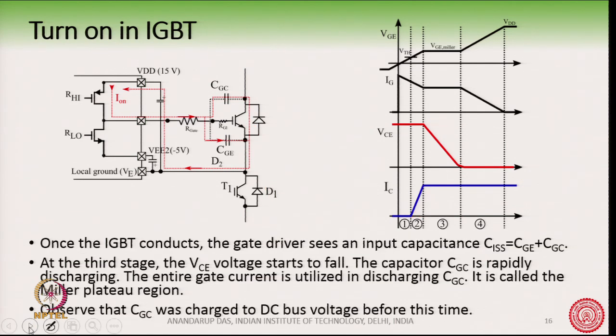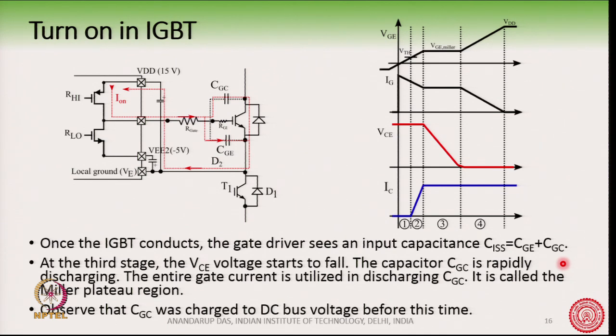Now, what happens in the next stage? Once the IGBT has started to conduct, the gate driver is seeing an input capacitance which is the parallel combination of two of these capacitors. You see, this switch has started to conduct, so this path will have two parallel capacitors here. So, this is seeing an input capacitance which is the parallel combination of two capacitors.